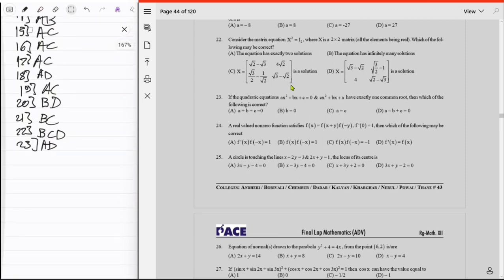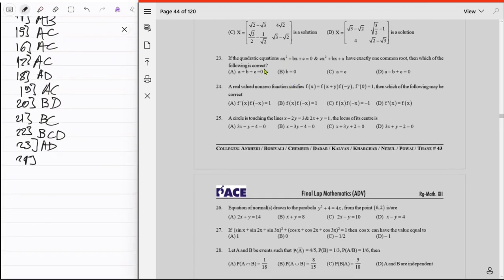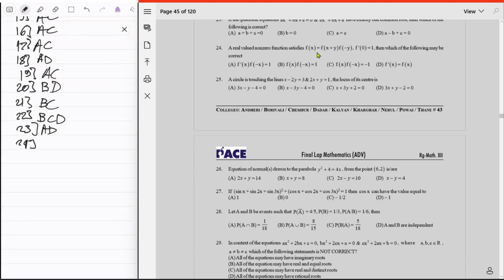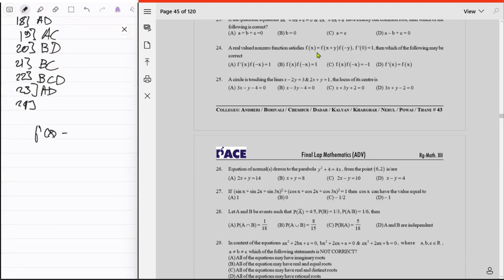I think we should stop at 25. Anyway, 24: f is a real valued non-zero function that satisfies this equation. Then the following is correct. So f of x plus y is equal to f of x for all x, y, right? Just take a differentiation with x, I guess, like f dash of x is equal to f of negative y. Then f dash of 0 equal to 1. F of 0 can be 0 or it can be 1, right?